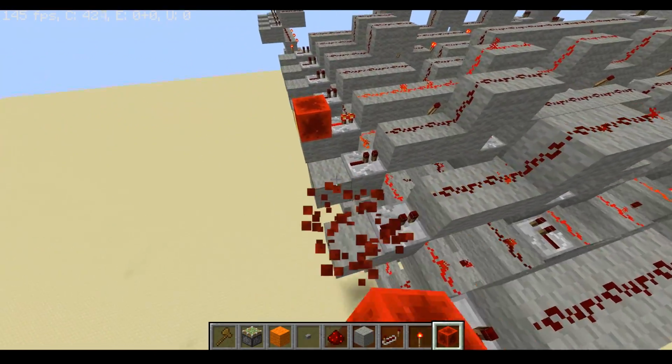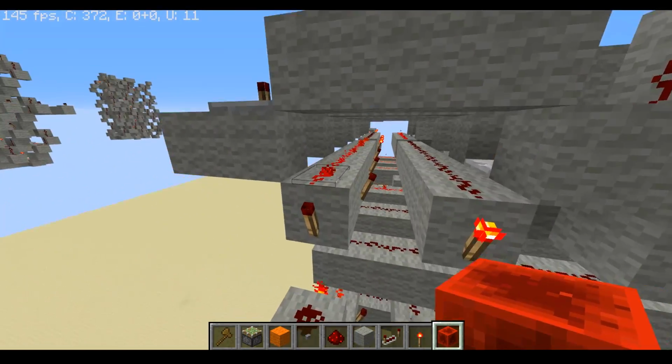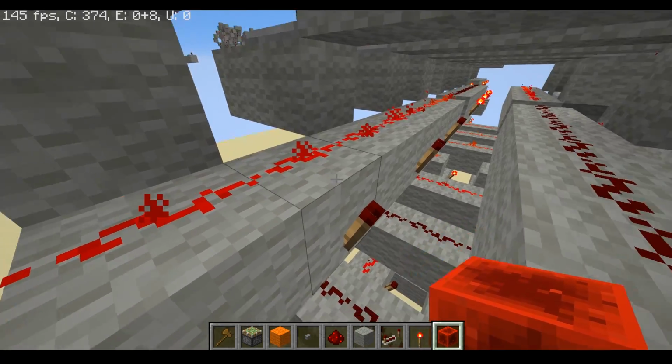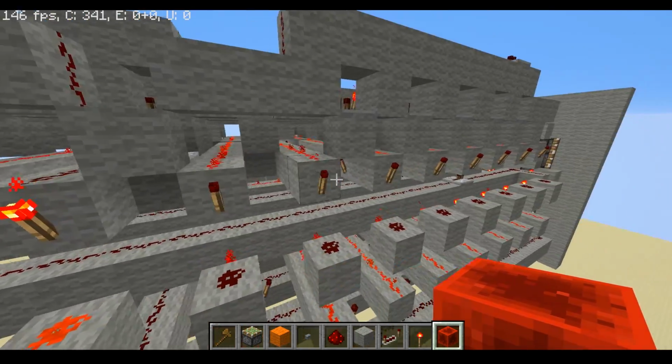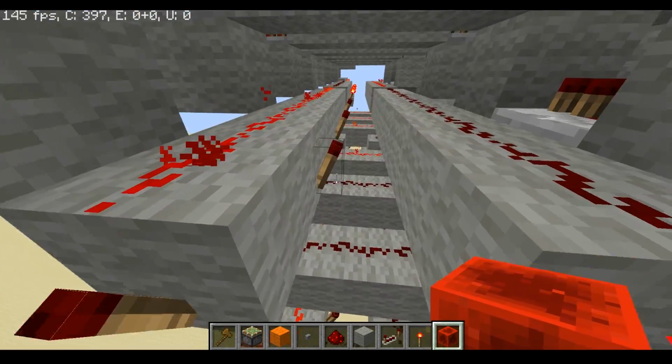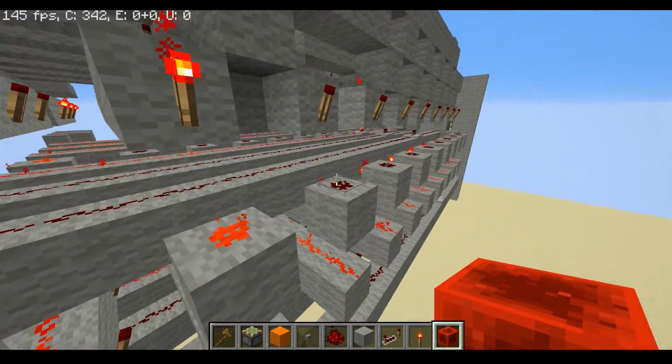And how it actually shows a number is with these torches right here. When the line is on, which is most of the time, the torches will turn off, meaning that nothing will get sent down these lines.